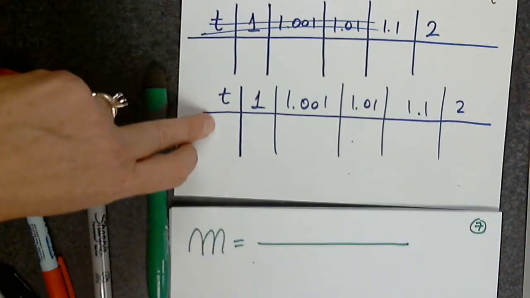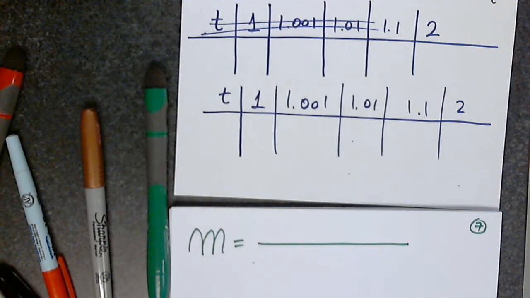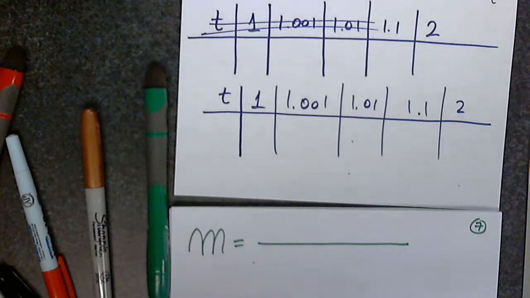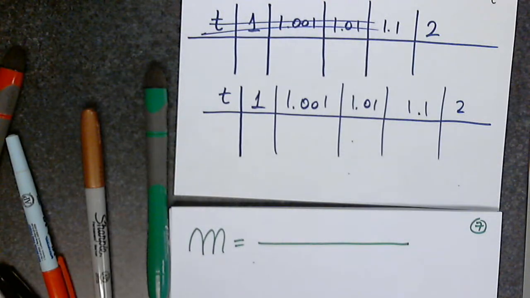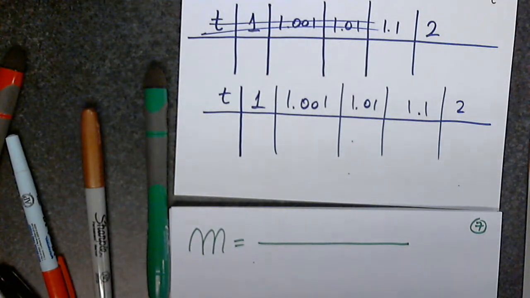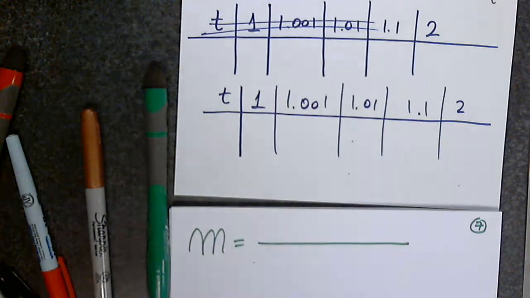So can anyone give us a function? I'm going to call this function m, and it will be the slope of this line between 1 and 2, between 1 and 1.1, between 1 and 1.01, and between 1 and 1.001. One more time. Between 1 and 2, between 1 and 1.1, between 1 and 1.01, and in between 1 and 1.001.